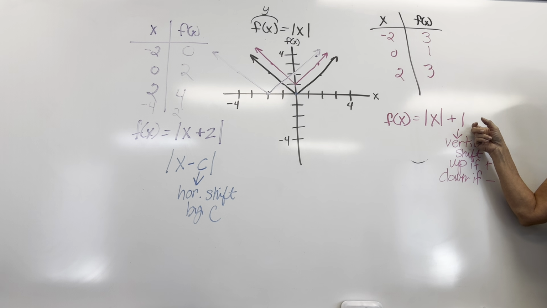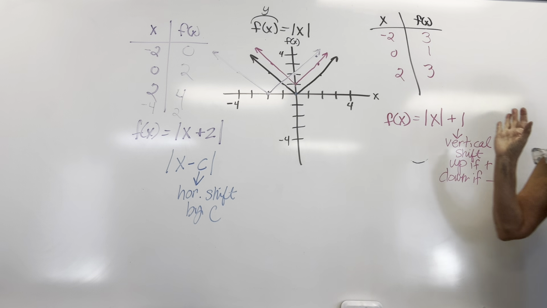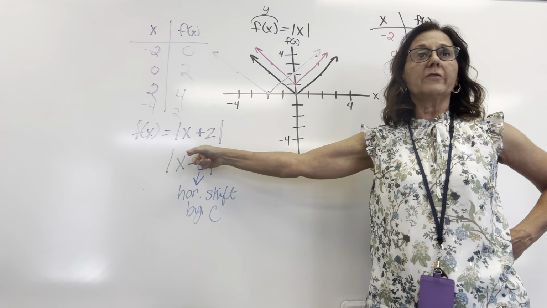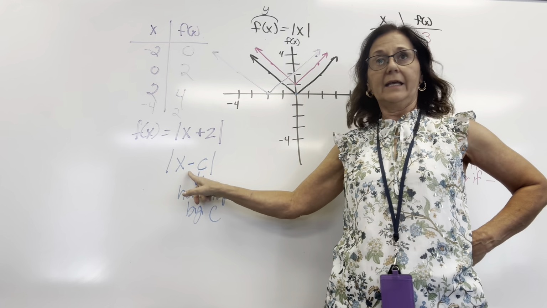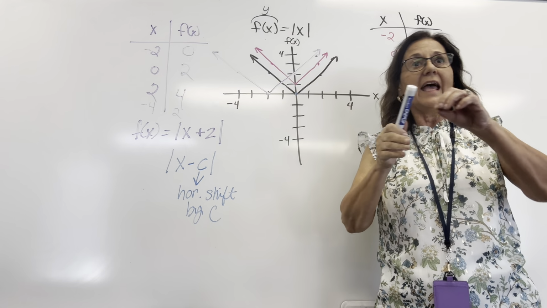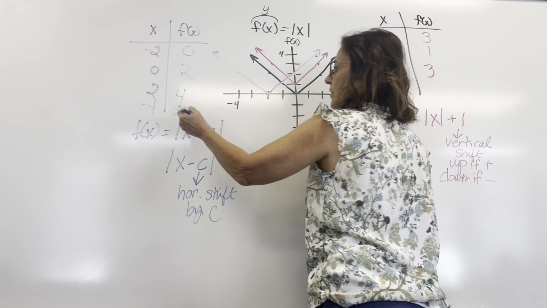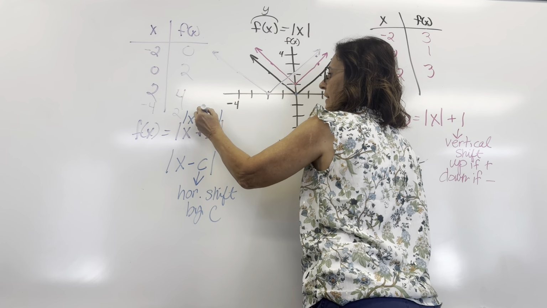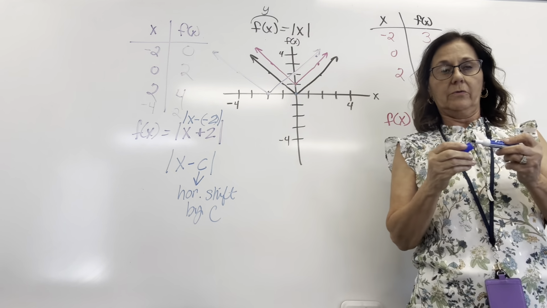Verticals are the same. If it's +1, it's up. If it's -1, it's down. Got it? Verticals are the same. Horizontals are the opposite because of this negative. In order to make that positive, it has to be minus -2. So this would really be written as x minus -2. -2 is my C value.